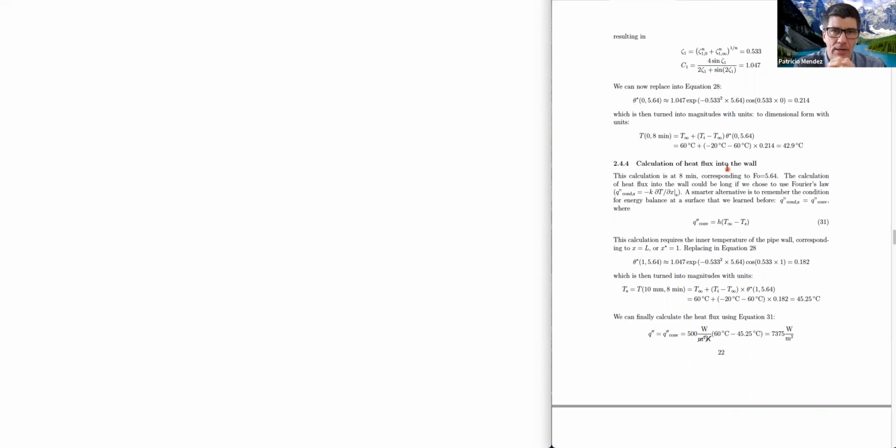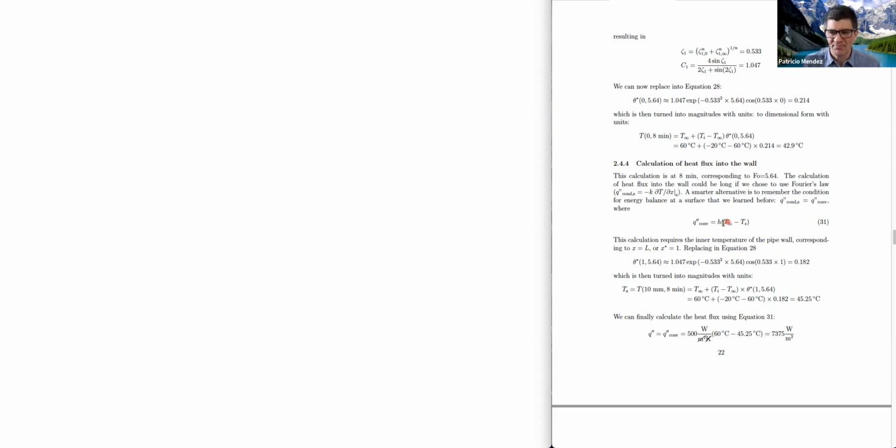There are 2 ways of calculating this. Heat flux can be calculated using Fourier's equation, well, put into the wall. In reality, it would be into the pipe. We could use Fourier's equation, and from the gradient of temperature, calculate a heat flux. Or we can be smarter than that and know that the heat coming into the pipe from the fluid comes by convection. And convection, I know how to calculate, is H times T of the fluid minus surface temperature.